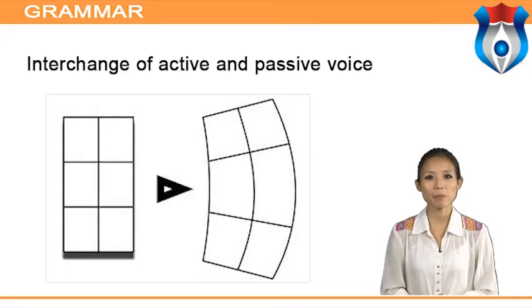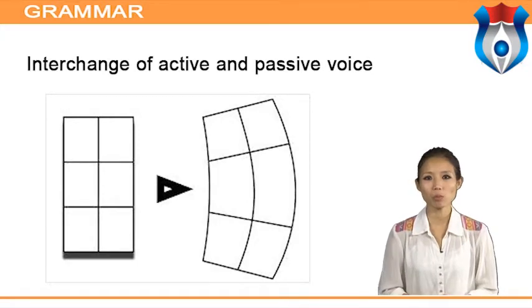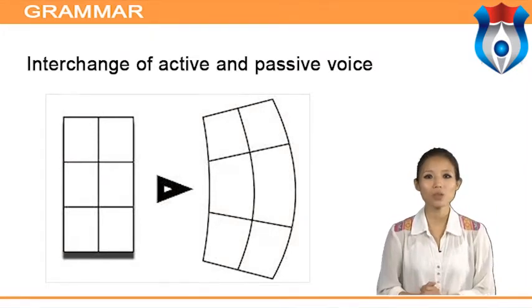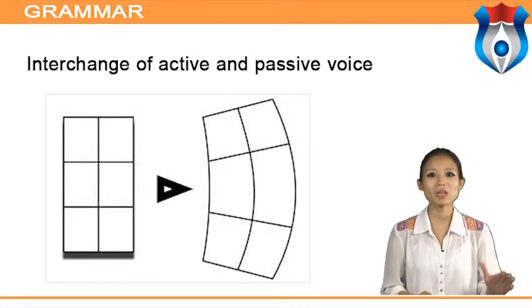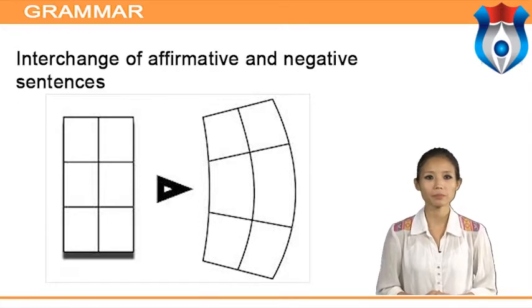Interchange of active and passive voice. A sentence is in active voice when the subject performs the action and is in passive voice when the action is done on the subject by something or someone. For example, the people will make him president, active voice. He will be made president by the people, passive voice.